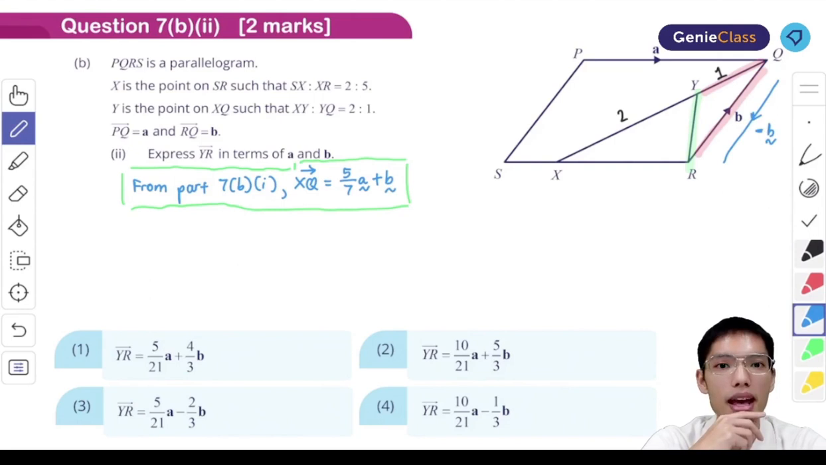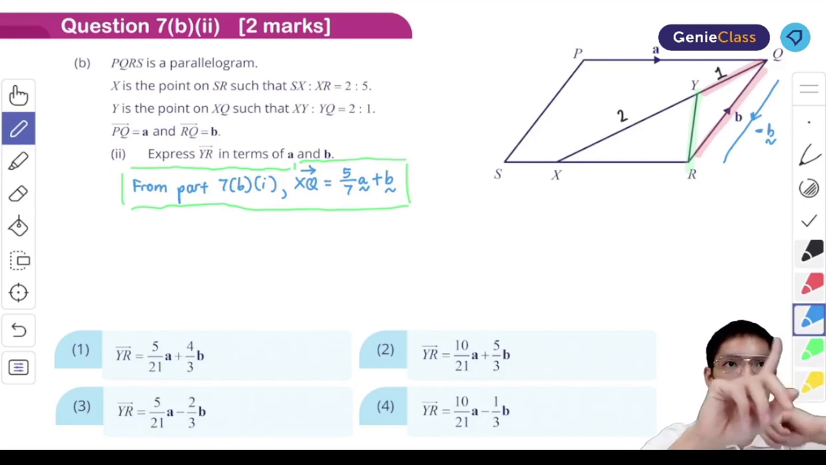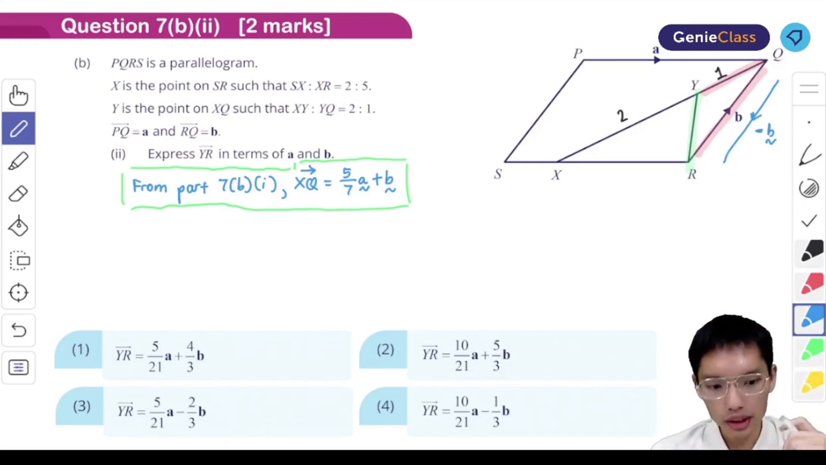That's the first step that some of you may have missed. Minus B. So take note, we are doing minus B, not plus B, because it's in the opposite direction. When it's in the opposite direction, it will be multiplying by the minus sign. After that, what do we do?